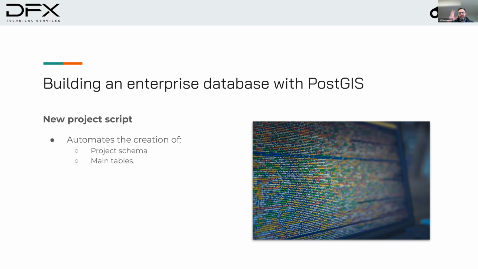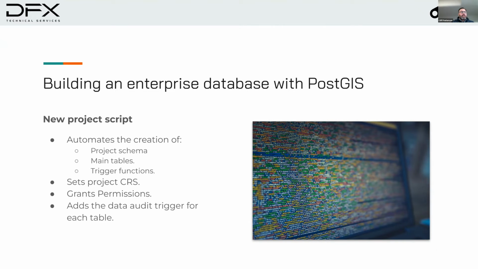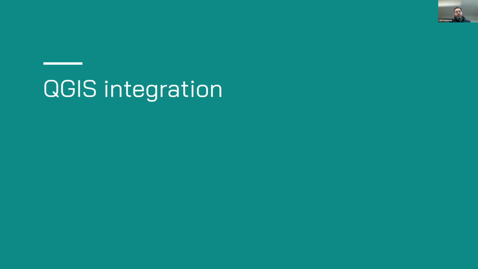The script is about 3,000 lines of SQL, and it produces the project schema, the main tables, the trigger functions. It sets the project coordinate reference system. It grants permissions. It adds the data audit trigger for every single table within that new one. And the cool thing is it takes the symbology. So it'll actually tap into the default symbology that we store in that template schema, and it will apply it to all the new tables that we created in the new project. Yay, automation. So now we get into the QGIS side of things.